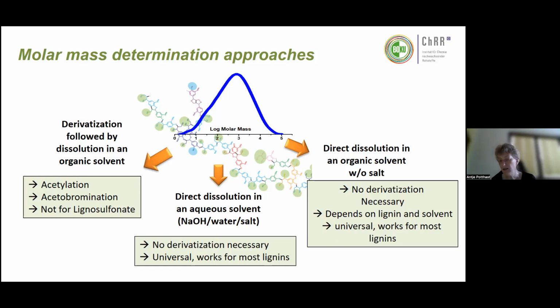Sodium hydroxide, water and salt, that might be something where you could directly dissolve most of the lignins. It also works for lignosulfonates. And you don't need to do anything with your lignin in order to bring it into solution. But there, sodium hydroxide is, I would say, at least not my solvent of choice. At a certain point, you are quite alkaline for the kraft lignins, for instance, which is not so good for your detectors, for your glass windows.